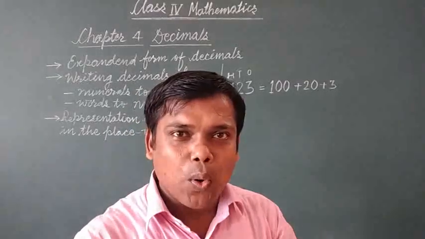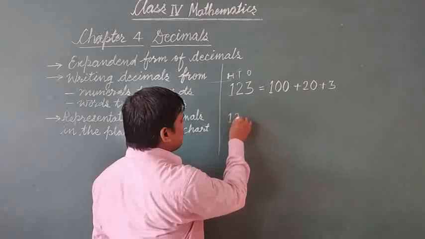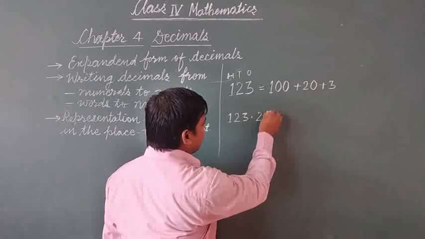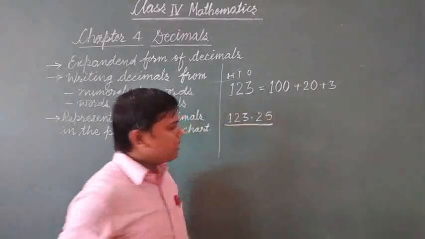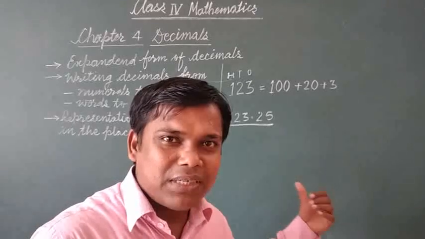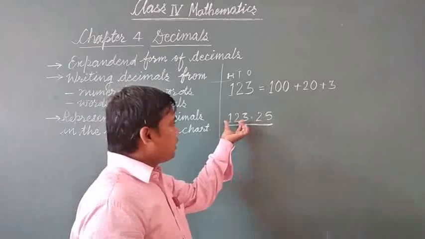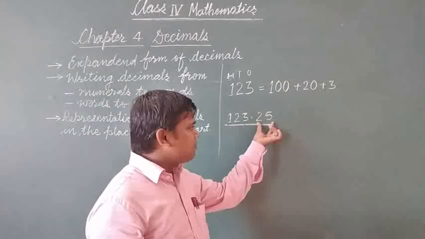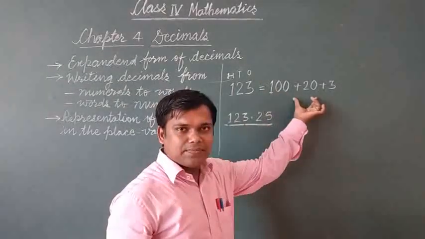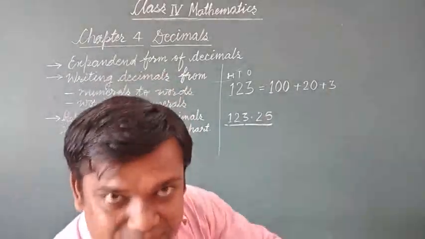So this is the expanded form of a whole number. But if we have 123.25, it is a decimal number. Then how to write the expanded form of this number? You have to learn that in this class. As I told you, here is the whole part and here is the decimal part. The expanded form of the whole part you will write like this, and the expanded form of the decimal part you will write according to the place value of the digits.